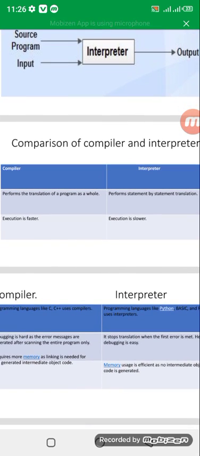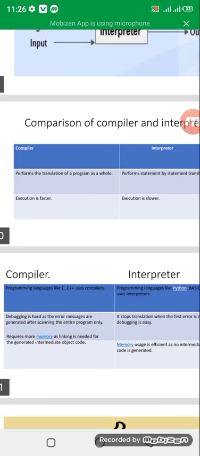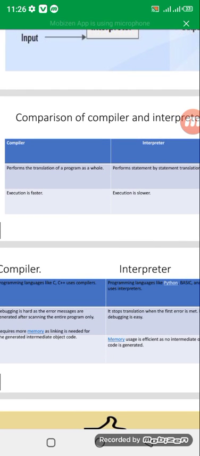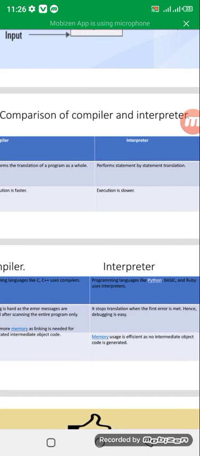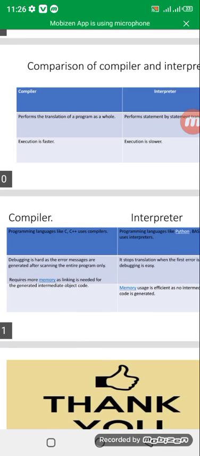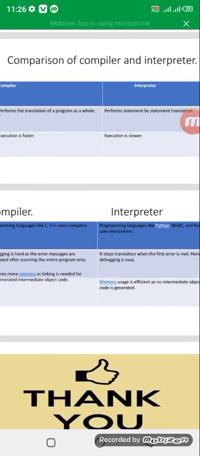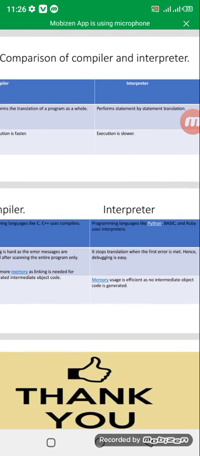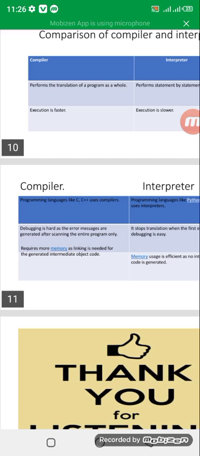Here there is a written comparison between compiler and interpreter. The compiler, first point, performs the translation of the program as a whole, but the interpreter performs statement by statement translation. Compiler execution is faster, but interpreter execution is slower. Programming languages like C++ use a compiler, but interpreted programming languages like Python, Basic and Ruby use interpreters.